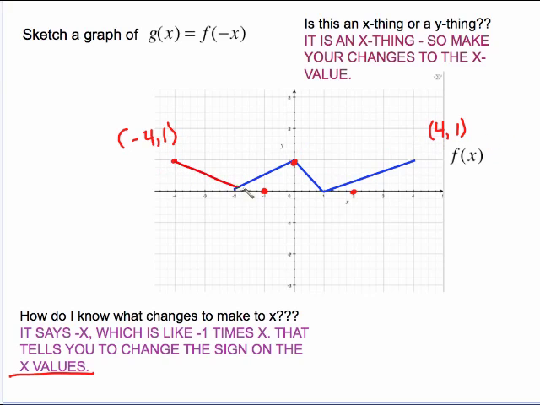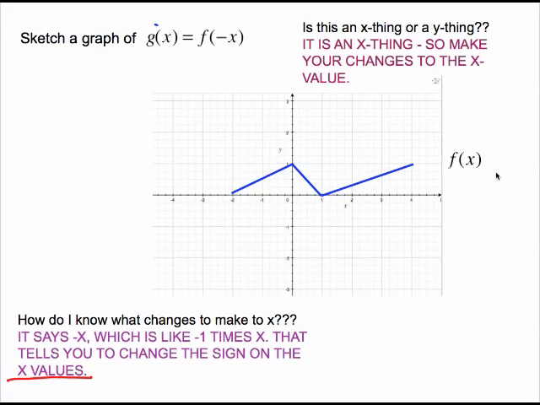So now when I try to connect this up, this is what this looks like. This is taking my blue and flipping it over the y-axis. Take a piece of tracing paper, flip it over the y-axis, and you'll see it would land right on your red. Let's look at this same problem again from a different perspective.